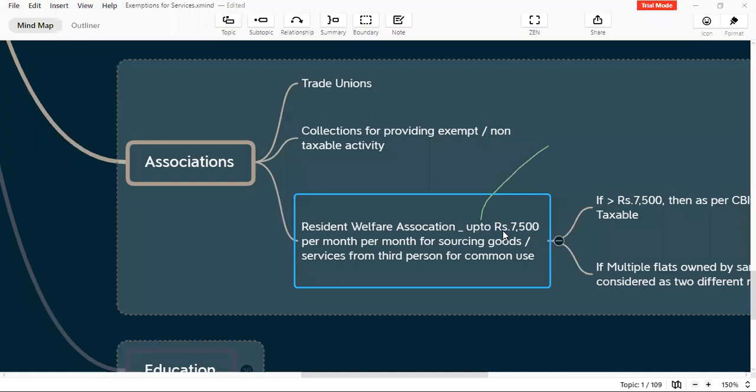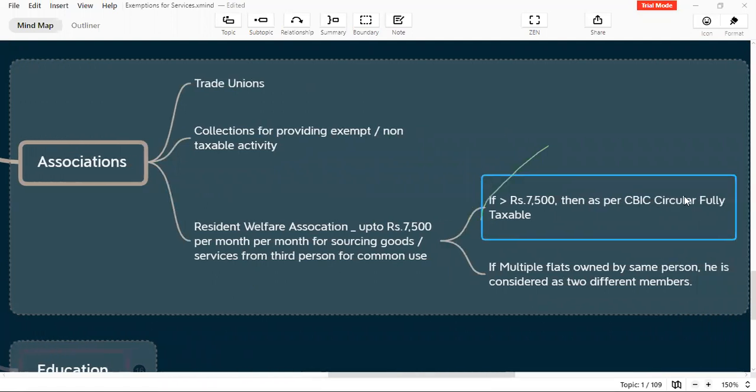But from your examination perspective, you have to understand from the point of your exam. There's a circular, so you have to go by the circular. Circular says if you are crossing the 10,000, 7,500, the entire number is taxable. That's what the CBIC circular says. You can see it here.